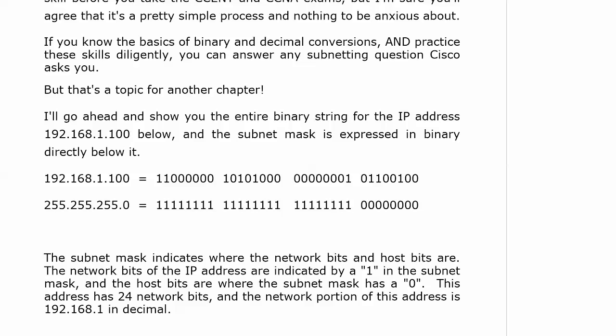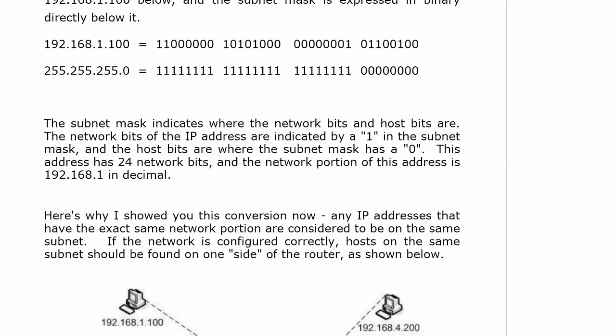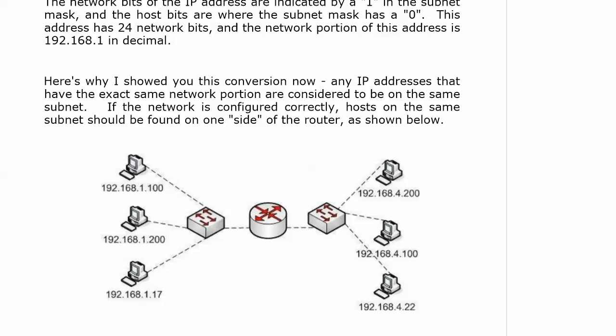Now, why did I show you this now instead of in the big binary and subnetting section? Well, any IP addresses that have the exact same network portion of the address are considered to be on the same subnet. If the network is configured correctly, hosts on the same subnet should be found on one side of the router as shown here. This is what we call a best practice.